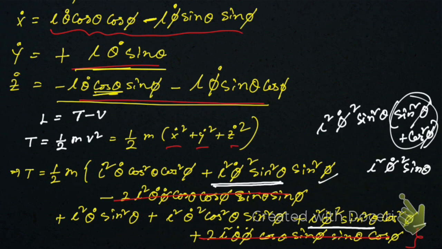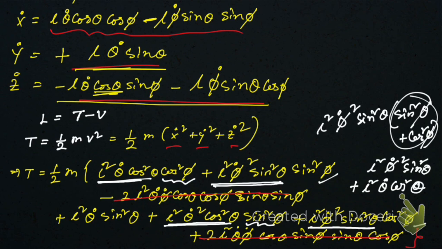And from these two terms you can see L square theta dot cos square theta. From these two terms you can take this L square theta dot cos square theta common, then you will have cos square phi plus sin square phi within the bracket, which is going to be equal to 1 again. Then your answer will be L square theta dot square cos square theta. Sorry, not phi, theta.